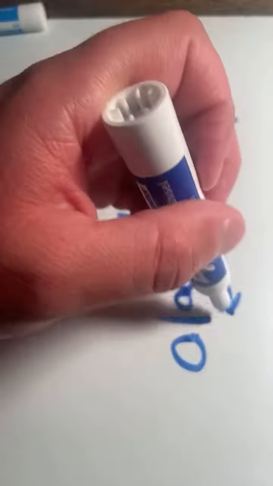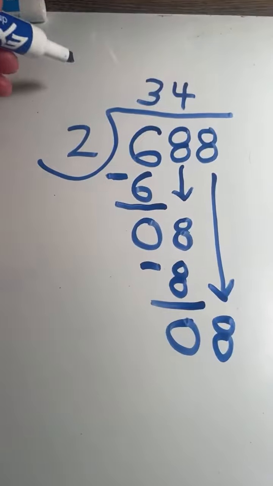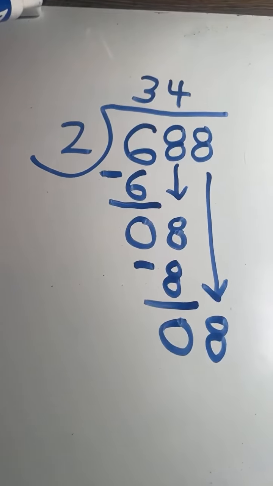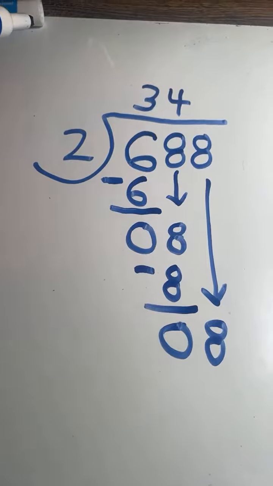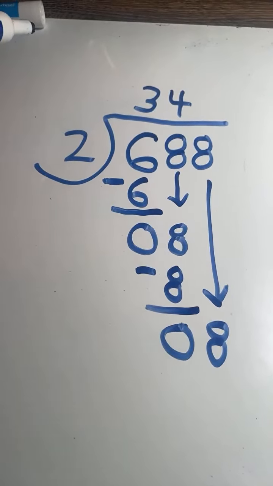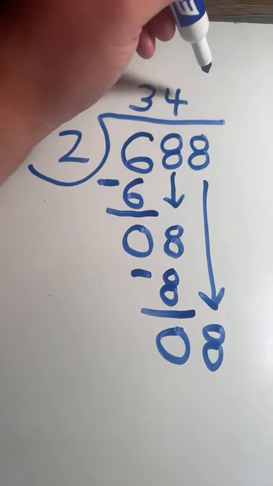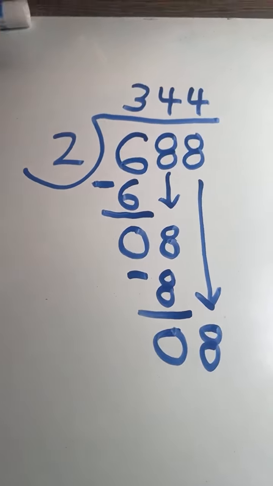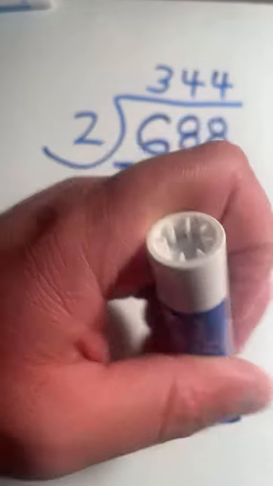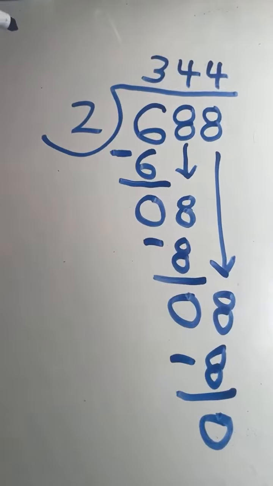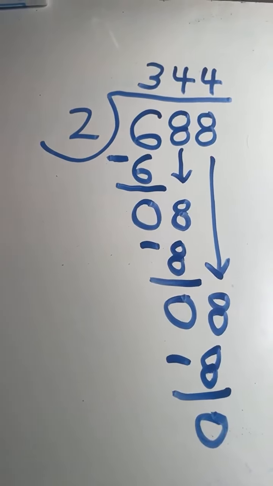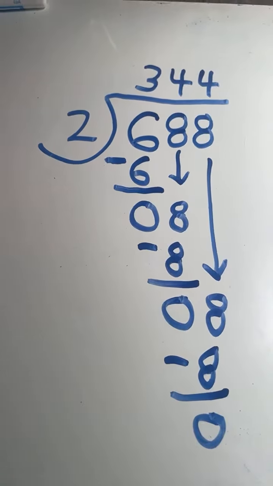Bringing down the final 8. 8 divided by 2, again, equals 4. 8 minus 8 equals 0. There is no remainder. And we have our final answer. 688 divided by 2 equals 344.